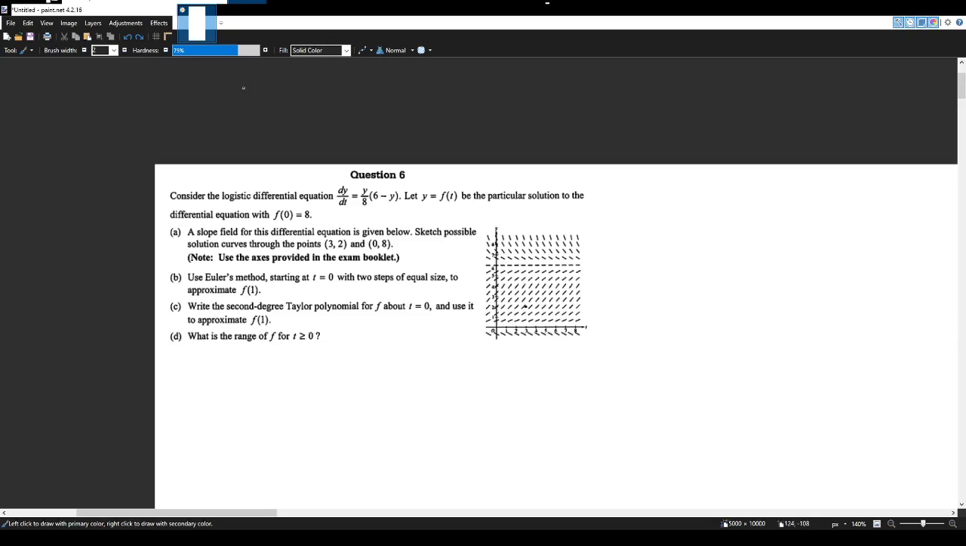So this is a no calculator question. Looks like we have a slope field, but let's read the problem here. Consider the logistic differential equation dy/dt equals y over 8 times (6 minus y). Let y equals f(t) be the particular solution to the differential equation with f(0) equals 8. A slope field for the differential equation is given below. Sketch possible solution curves through the points (3, 2) and (0, 8).